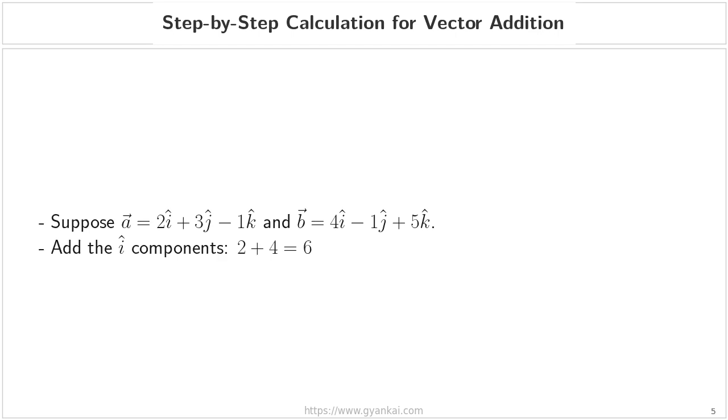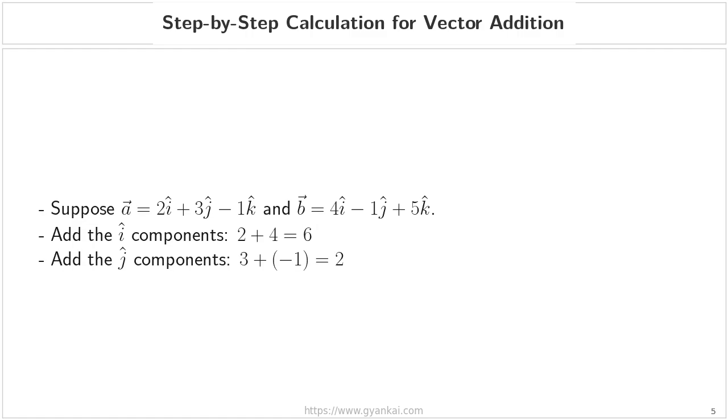Step-by-step calculation for vector addition. Suppose we are given two vectors, vector A, which is 2i plus 3j minus 1k, and vector B, which is 4i minus 1j plus 5k. To find the sum, we simply follow the rule we just discussed. We group the like components. First, let's add the i components. 2 plus 4 gives us 6.